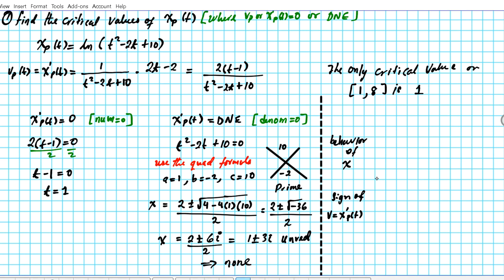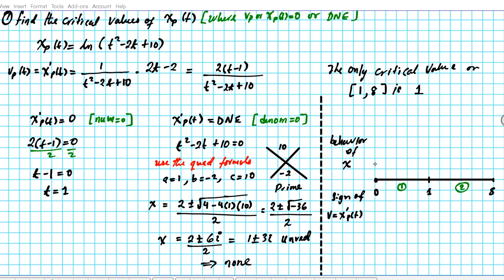All right, so let's create our interval. So our interval goes from 0 to 8. We have only one critical value, which is 1. I'm just going to put it dead in the center. So this gives us two intervals. Okay, we have interval 1 and interval 2. So we want to figure out the sign of the velocity or derivative of the position on these two intervals, and that will tell us the behavior of the position either to the left or to the right.